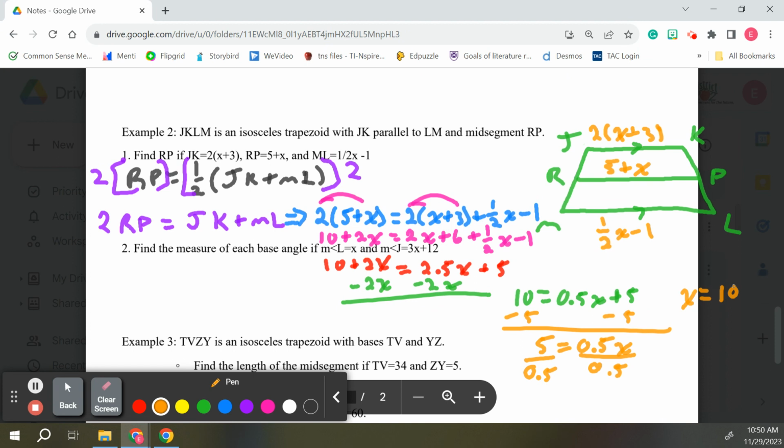So RP ends up being what? What do we think? It wants to find RP. We substitute this in. This is going to be 5 plus 10. Oops, let me get a different color. So RP is equal to 15. I know, sorry, it kind of took a lot of space.